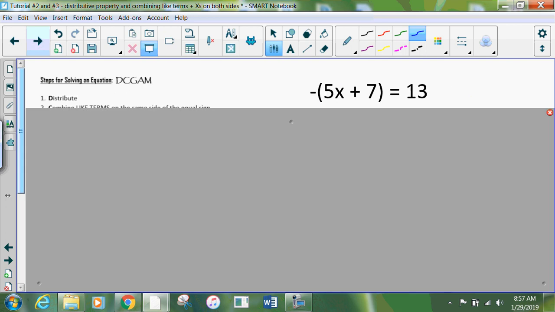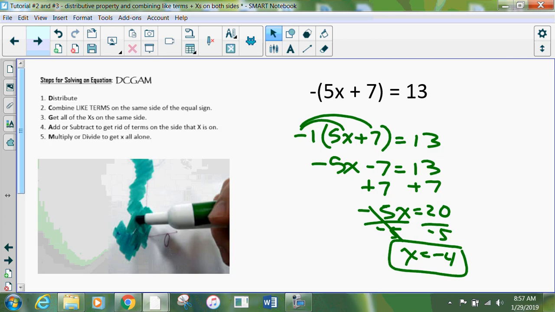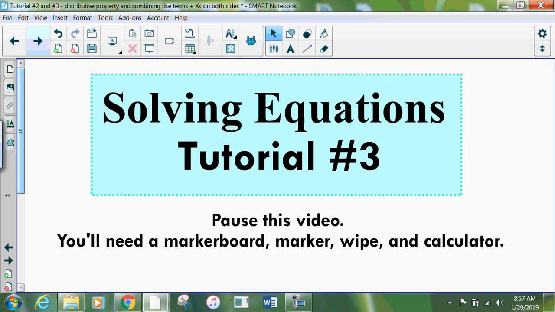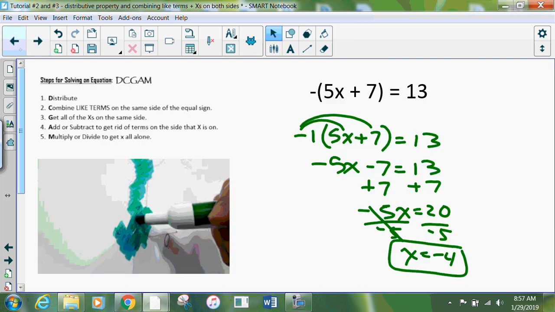All right, so let's switch to marker boards, and let's just do this last one. I'm pretty sure this is our last one. Go ahead and pause it. All right, make sure that you got x equals negative 4. Pause it if you didn't, so that you can double check your work. And that's it, because we're going to be doing tutorial number 3 in just a minute.